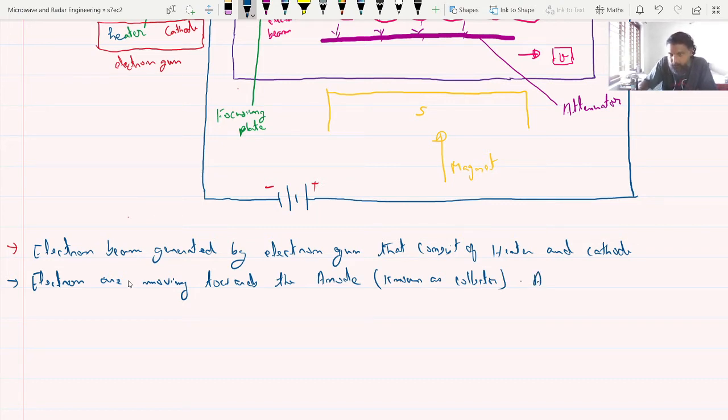Okay. So what does the anode do? Anode collects electrons and cathode generates electrons.